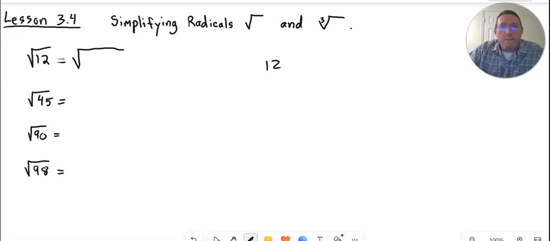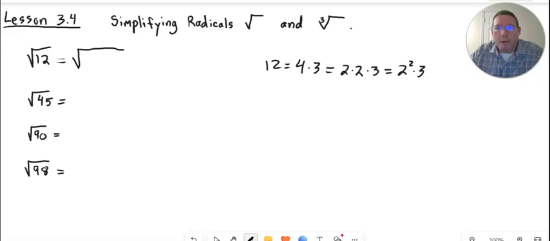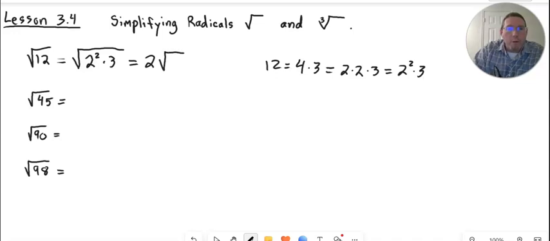Okay, so 12 is the same thing as 4 times 3. And 4 is the same thing as 2 times 2. And so what we have is 2 times 2 times 3, which is 2 squared times 3. So we want to do the prime factorization of the number and put that under the radical. So we have 2 squared times 3, okay? And now the square root of 2 squared is 2, and then the square root of 3, we can't take the 3 out because it's not squared, so we just put on the square root of 3. And therefore, the square root of 12 is simply 2 square root of 3, okay?